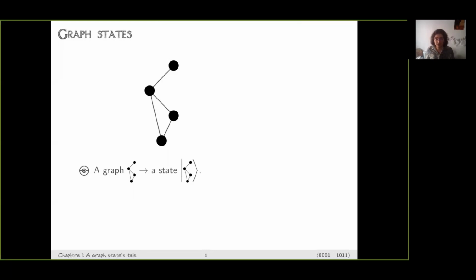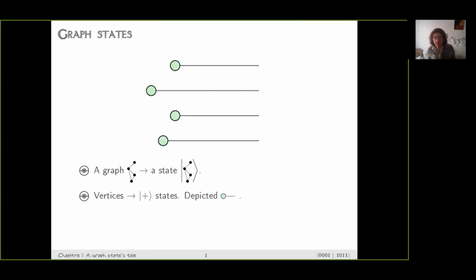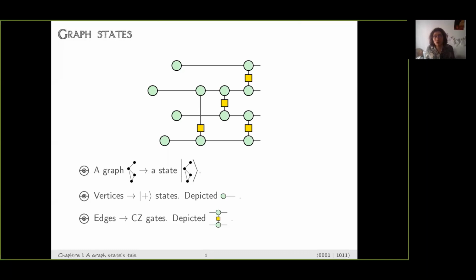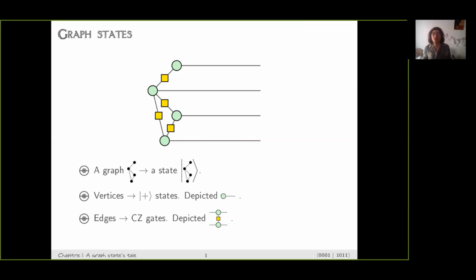For each vertex, you take a ket plus state, which is a green node in the ZX-calculus, and for each edge, you apply a controlled-Z gate, like this, and then using spider fusion, we obtain these diagrams. So we see we have a diagram which is very close to the original graph, and this is what a graph state looks like in the ZX-calculus.